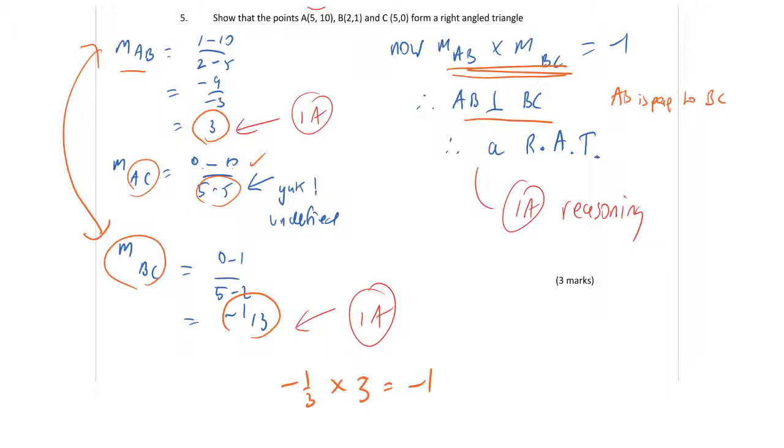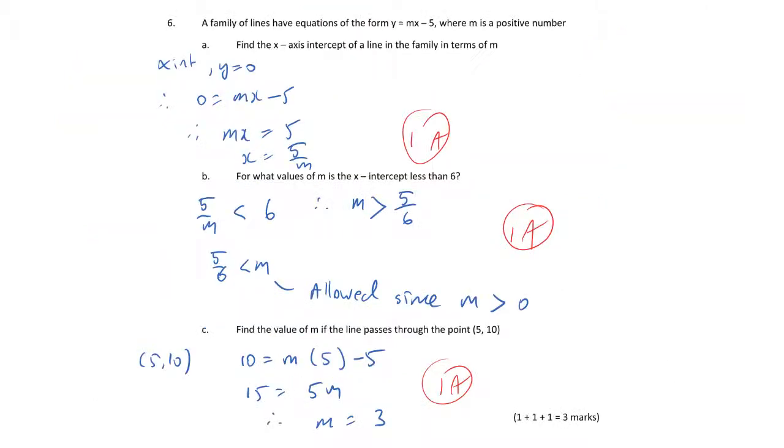Now, once we've shown that there is a right angle in there, there's 3 points. When they join together, they must form a triangle because one of the angles is a right angle. It must be a RAT. What's a RAT? A right angle triangle.